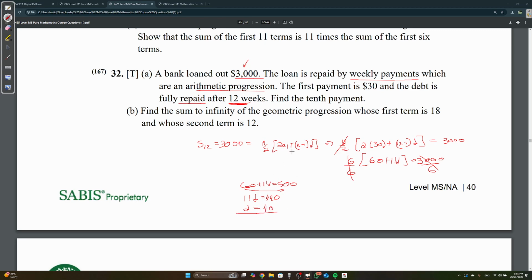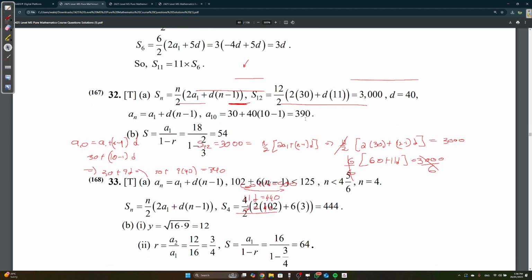Now that you know d is 40, can we find the 10th payment? Of course we can. So a10 is equal to a1 plus n minus 1 d, right? So a1 we know is 30. So 30 plus n minus 1, so 10 minus 1 d. Perfect. So 30 plus 9d. We know d is 40. So 30 plus 9 times 40. So 30 plus 360 equal to 390. Very easy. Okay. Over here, 390.